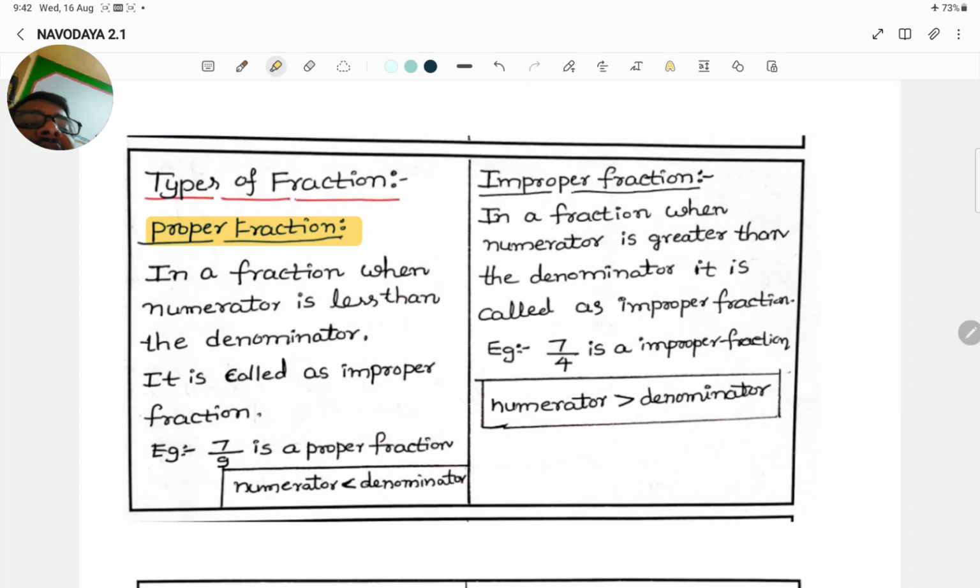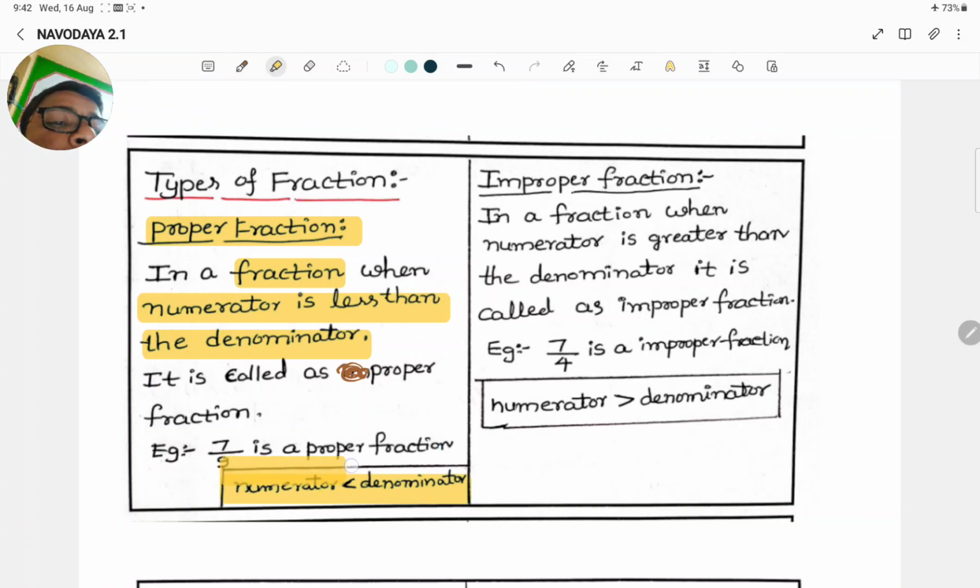What is meant by proper fraction? In a fraction, when the numerator is less than the denominator, it is called a proper fraction. In a proper fraction, what happens? The numerator is less than the denominator. It means the denominator is greater than the numerator.